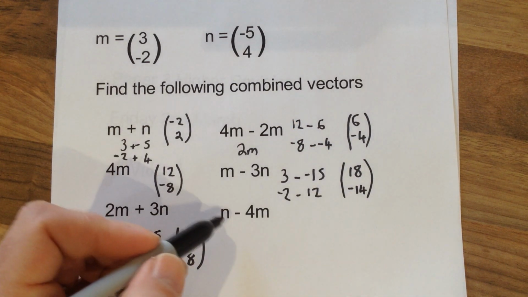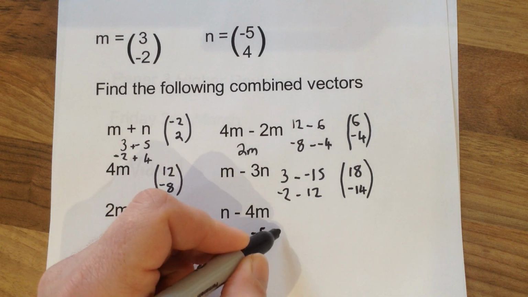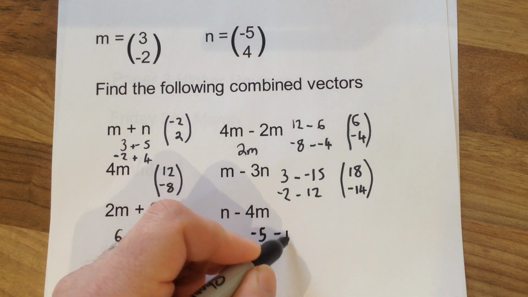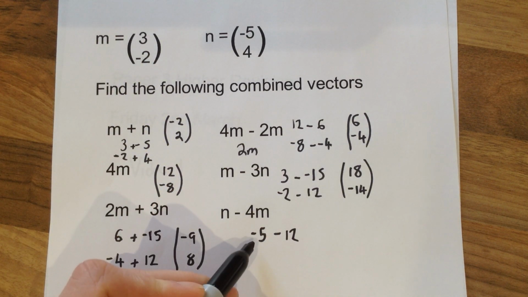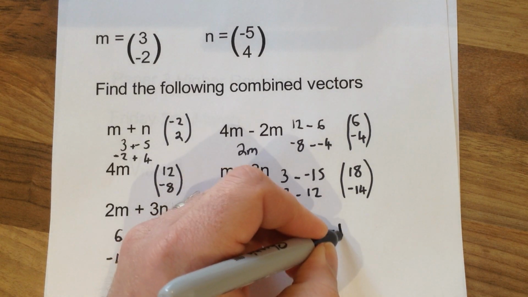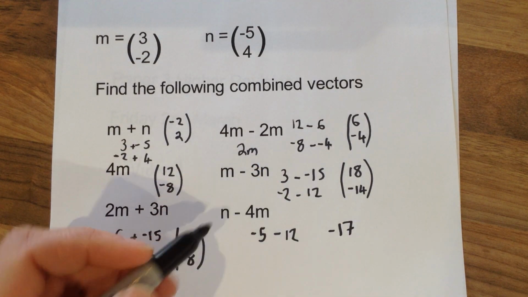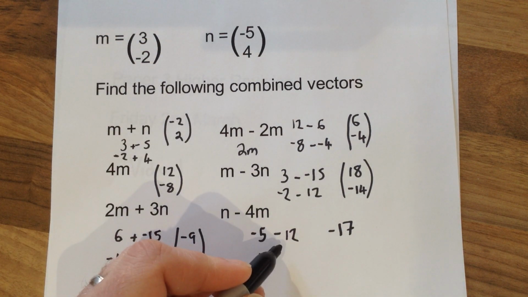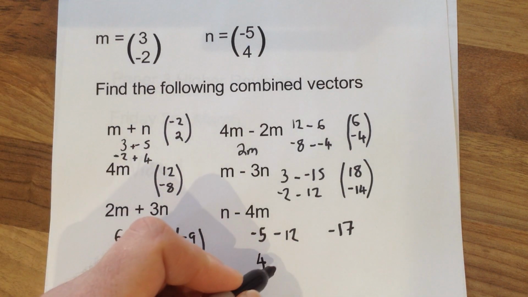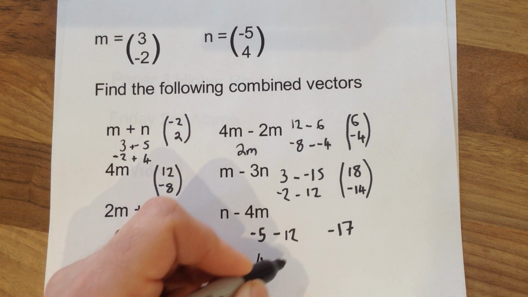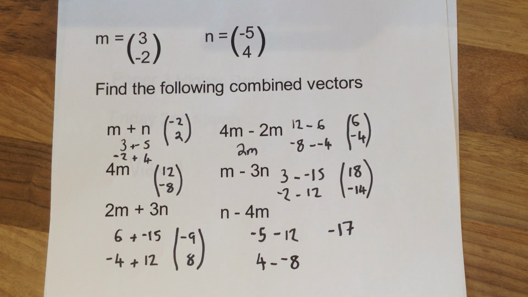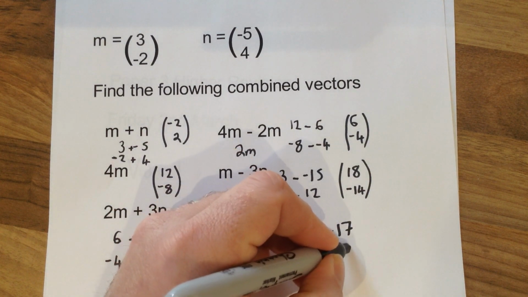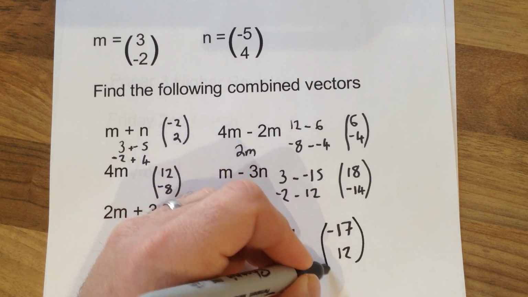And for the last one, n, so that's minus 5, take away 4 lots of m, so 4 lots of 3 give us 12. So for the top number, we've got minus 5 take away 12, which is minus 17. And then on the bottom, n, so we're using 4 for that one, take away 4 lots of minus 2. So 4 lots of minus 2, as I said there, is minus 8. 4 take away minus 8 is the same as 4 plus 8, which gives us 12. And there's our combined vector.